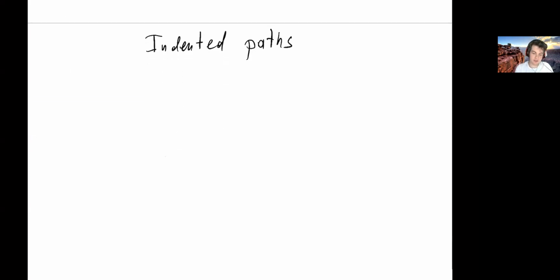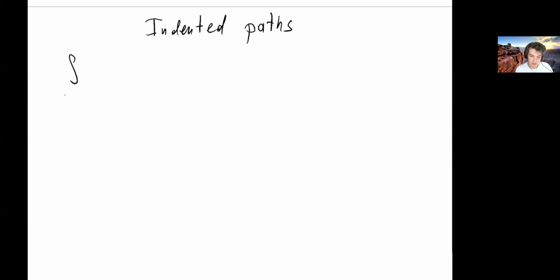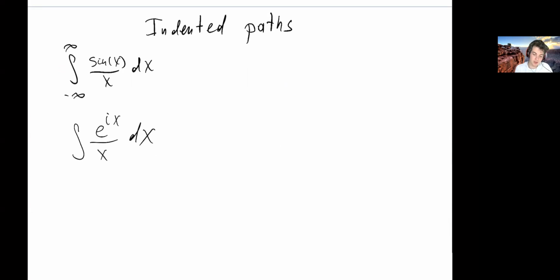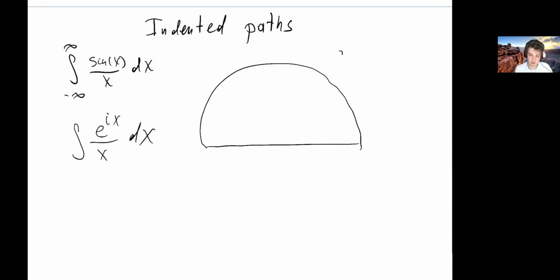Okay, so what's an indented path? So we will have in mind our example with this integral, which I advertised many times by now and never computed, sine of x divided by x. And we saw last time how to deal with trig integrals. We replace sine with e to the ix, and then we're going to need the imaginary part. And then we need this contour, our C sub R.